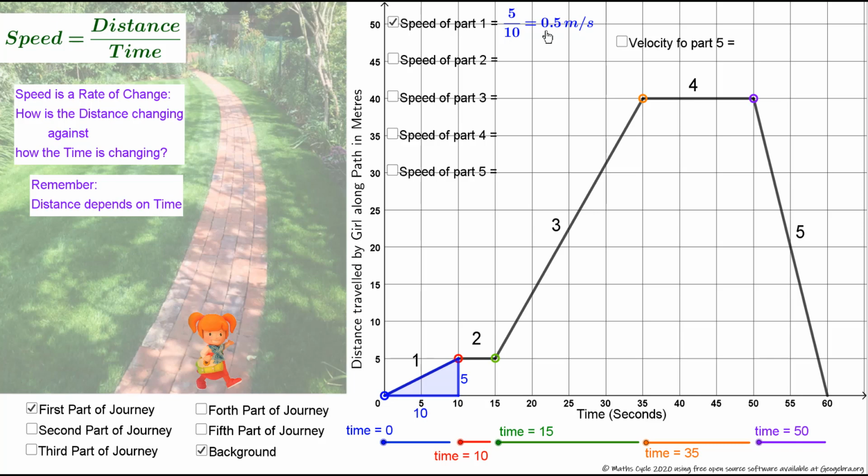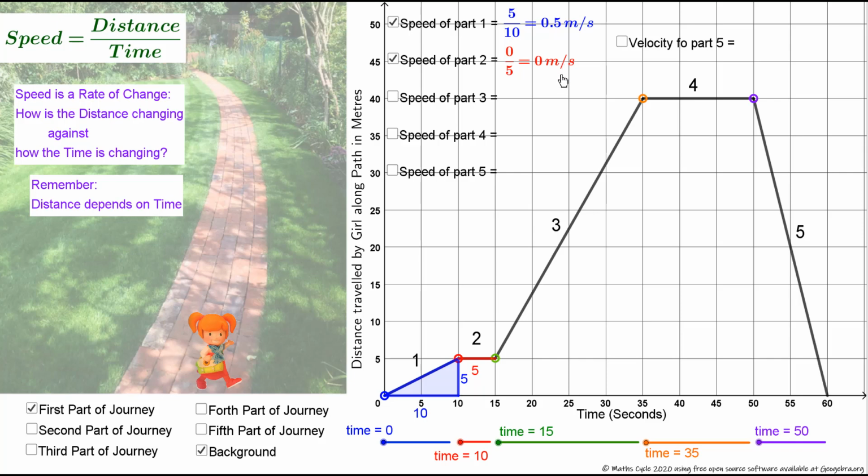Okay, so let's look at then the speed of part 2. In part 2, this is where she was standing still. So there's going to be absolutely no speed when she's standing still, and we can see that the numbers reflect that. For part 2, we have a time of 5 seconds, but we have no distance. So the formula is distance over time, 0 over 5, which gives me 0 meters per second, which makes sense. No speed when you're standing still.